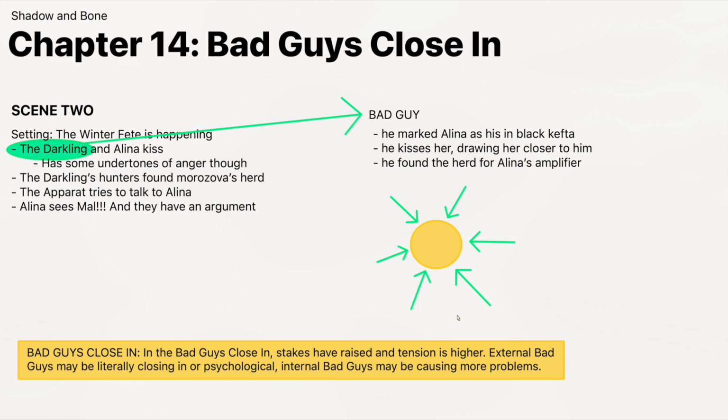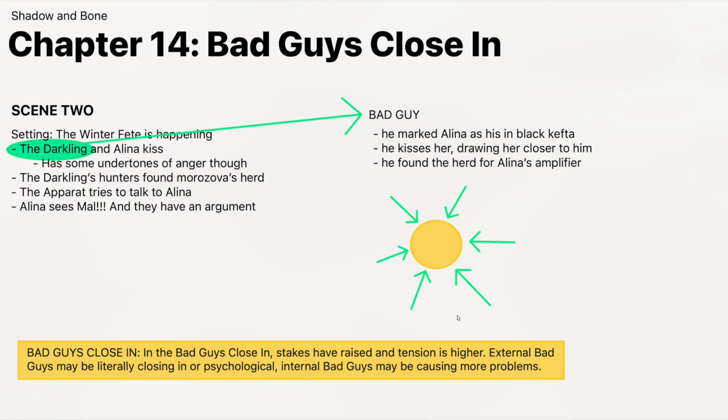We're about to learn that in the next chapter. He found Alina's amplifier that is going to be turned and used against her. He's kissing her, drawing her closer to him, and manipulating her psychologically. And he marked her as his to everyone in the country. He's closing in on her physically and mentally, internally.